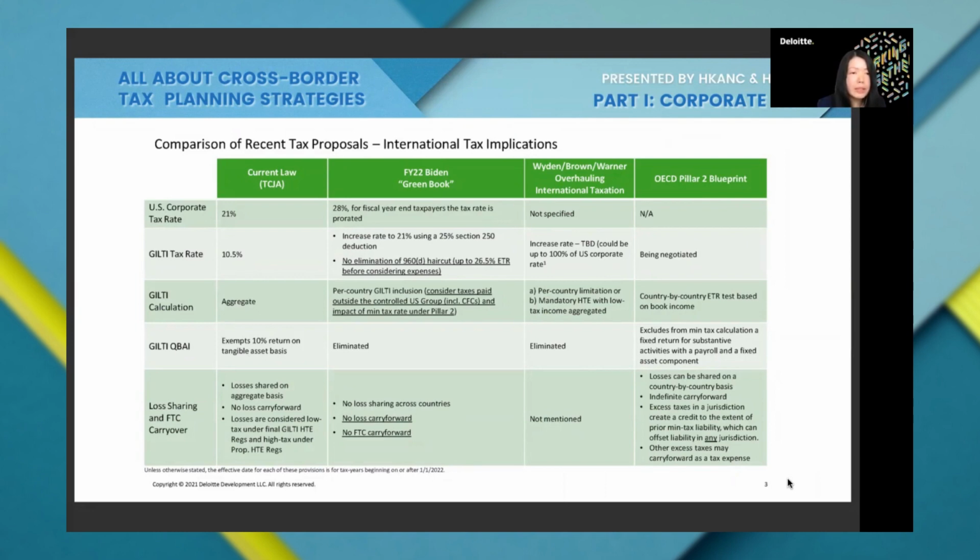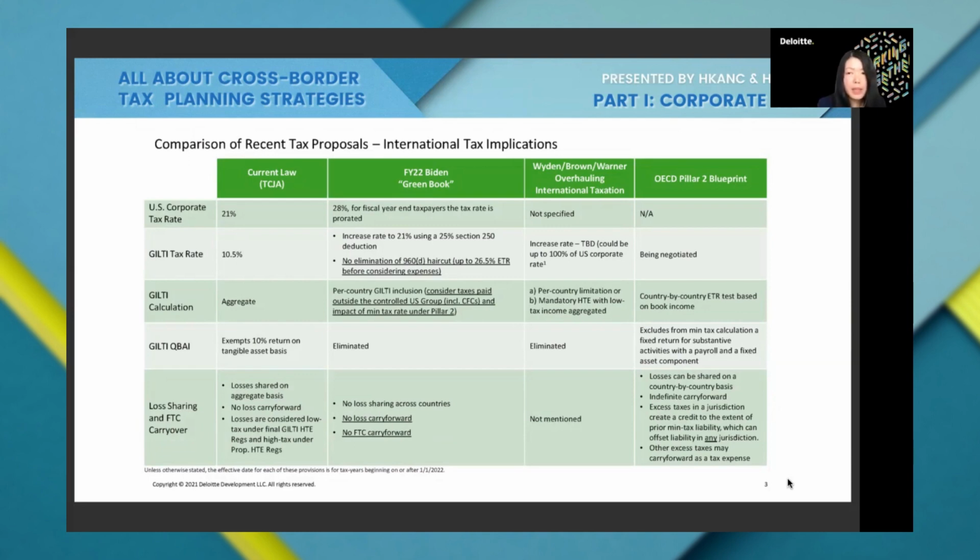The first one is the U.S. corporate tax rate. You probably already heard about this. Under current tax law, U.S. corporations are taxed at 21%, but under the proposed change for next year, U.S. corporations would be taxed at 28%.